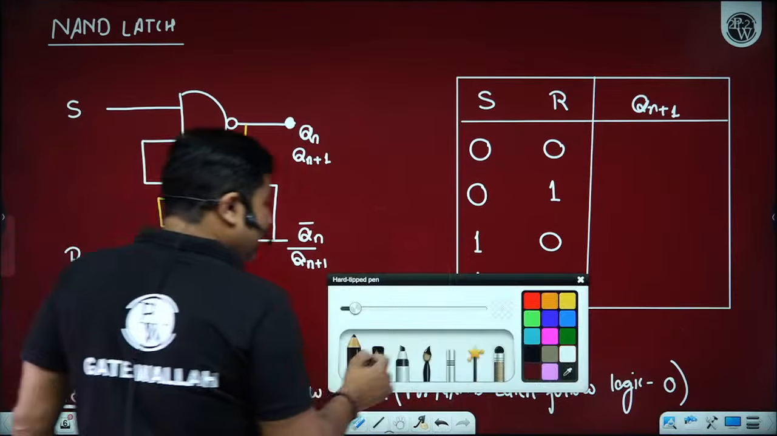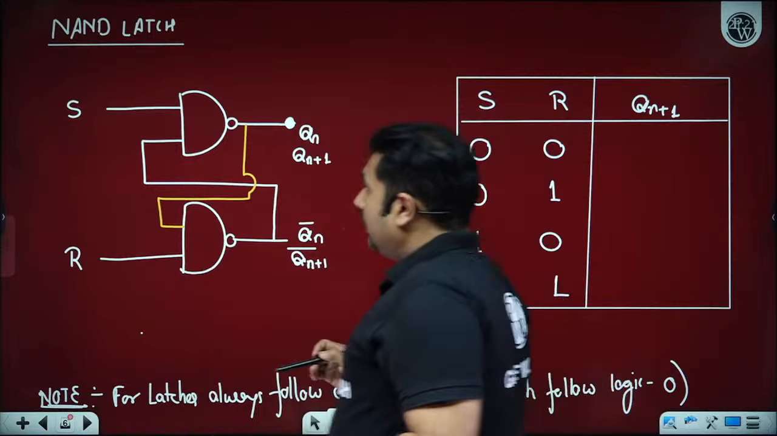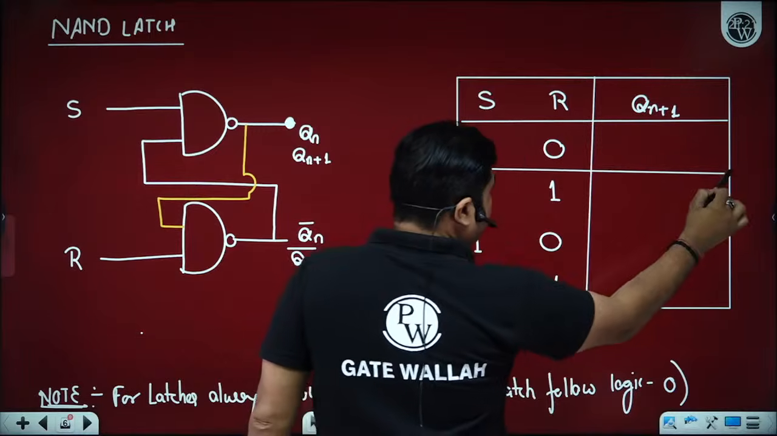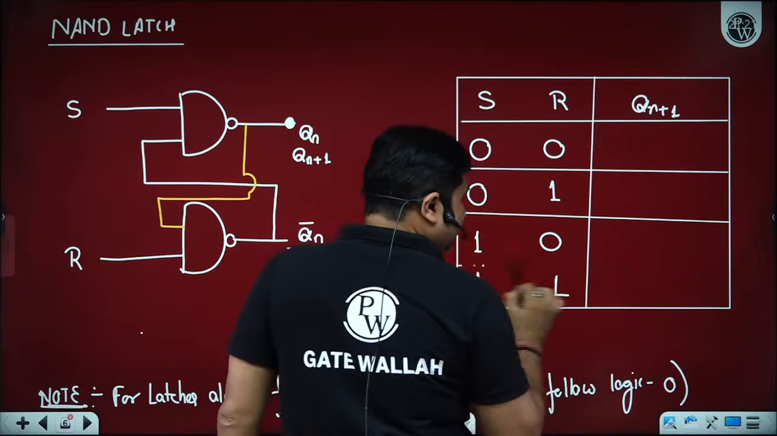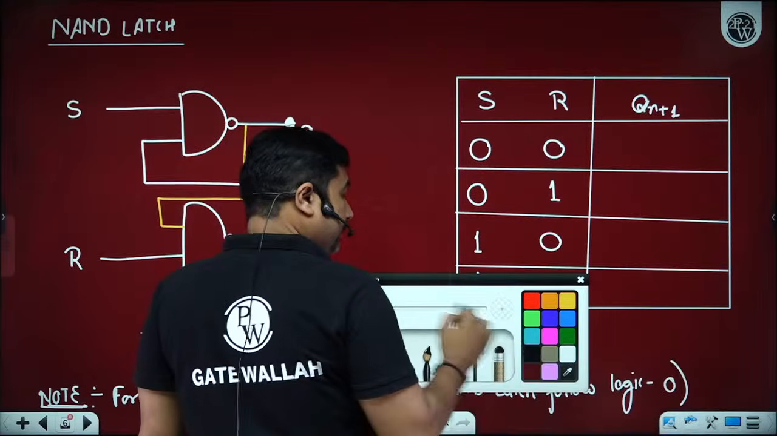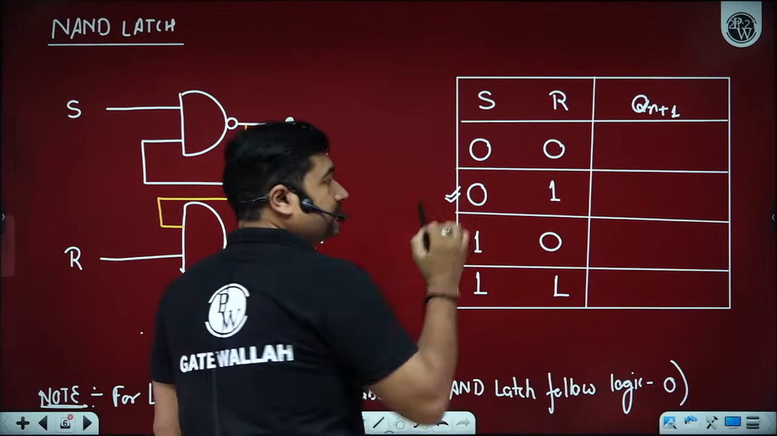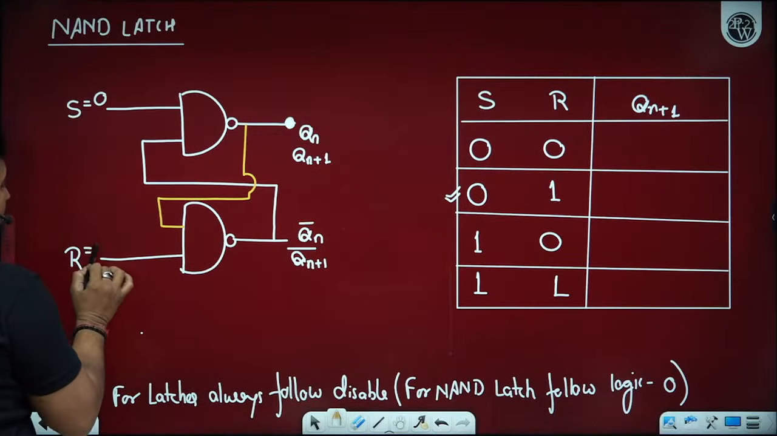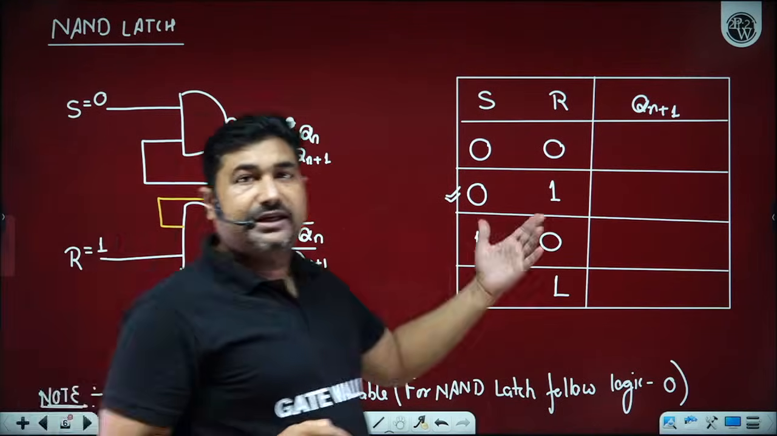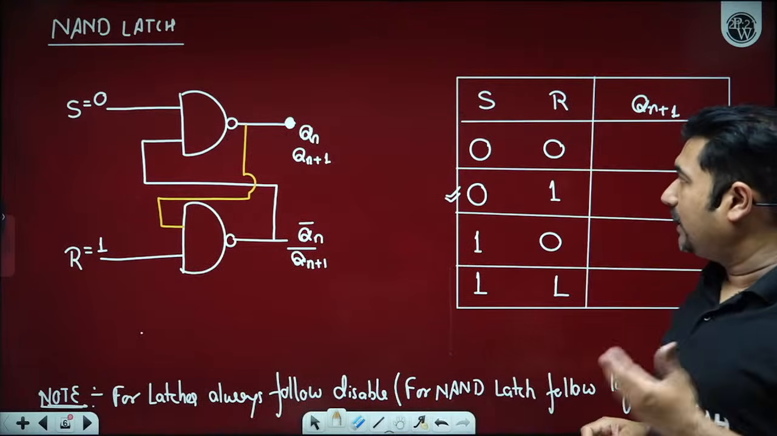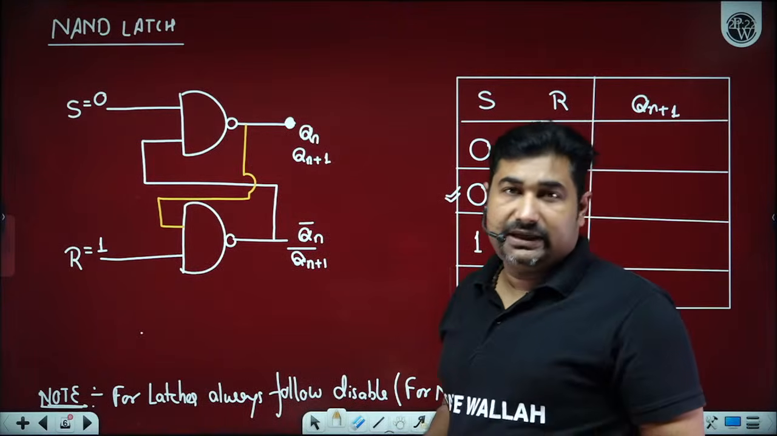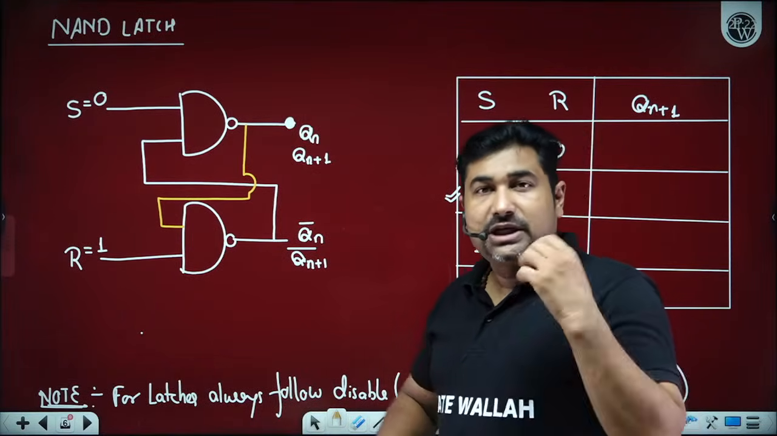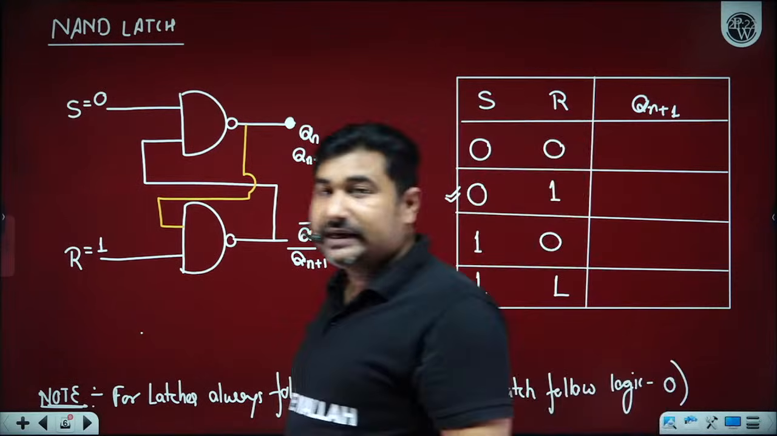Now please observe here. If you observe this particular condition, 0, 1. Let's first get started with 0, 1. It means when S is equal to 0 and R is equal to 1, then what is at Qn, and what is at Qn plus 1 and Qn plus 1 complement? What is the difference between Qn and Qn plus 1? Qn is the present state, Qn plus 1 is the next state. Is it okay?